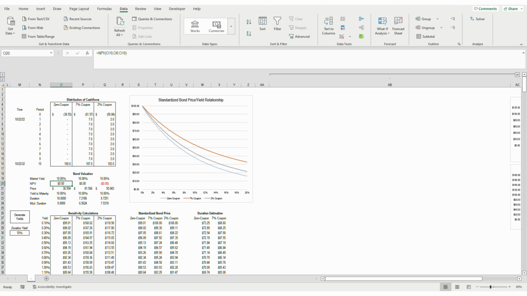First, I calculated the net present value of the investment, using the required return as the discount rate. Let's say that our market yield is 5%. You can see that the NPV jumped to $22. However, the price of the bond hasn't changed yet.